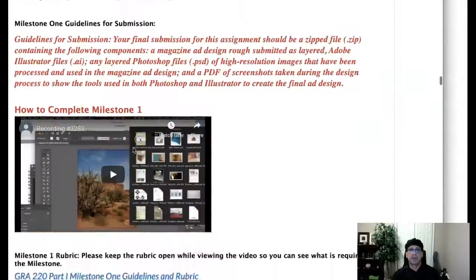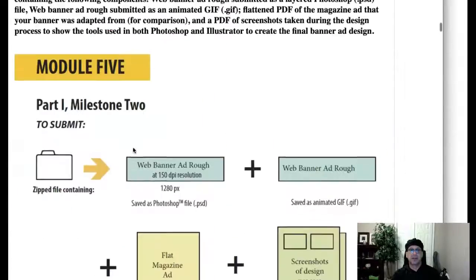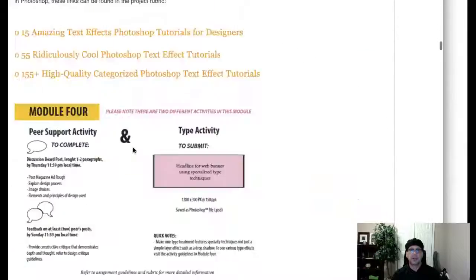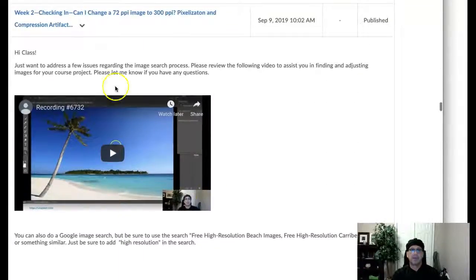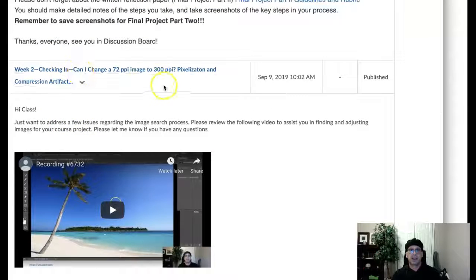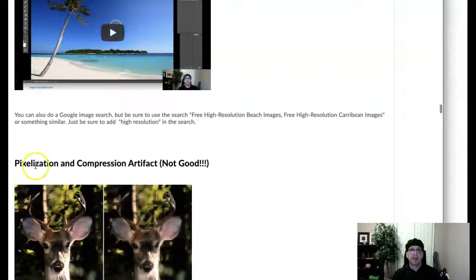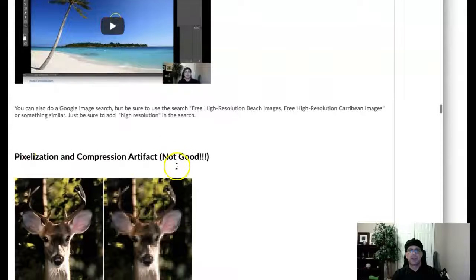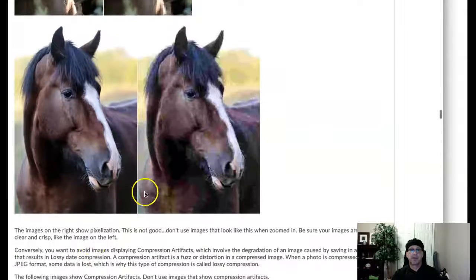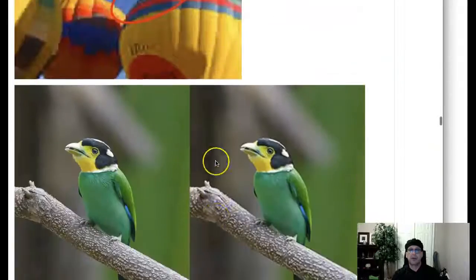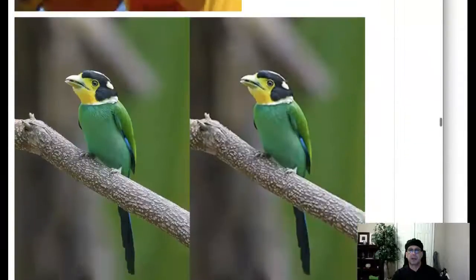For a review on what pixelization and compression artifact are, jump over to the announcements area and find this announcement, the one with all the images. There it is right there. This is the week 2 checking in ad. Right here in this section, it's called pixelization and compression artifact. Not good. Take a look at these images, compare them, and then read the description of what we're looking for and what we're not looking for.